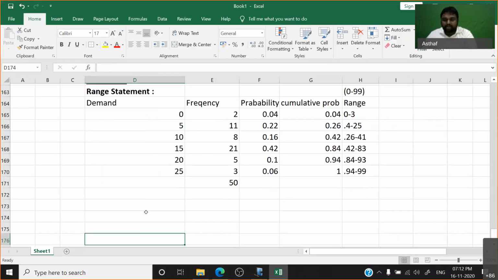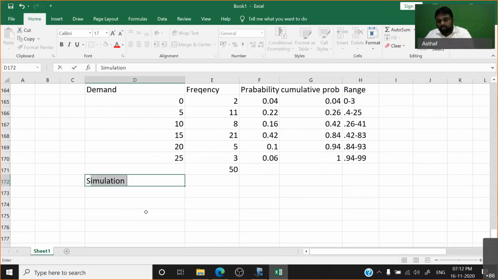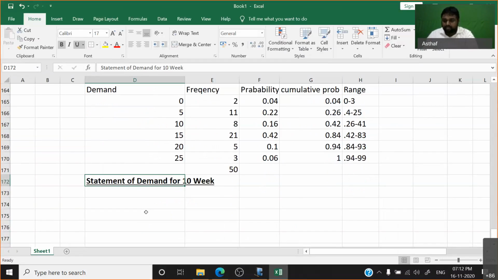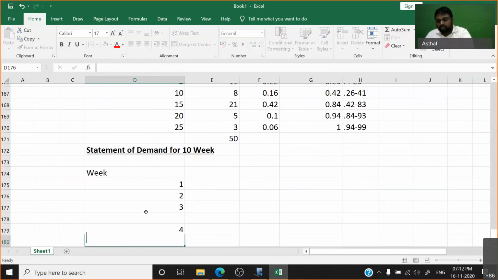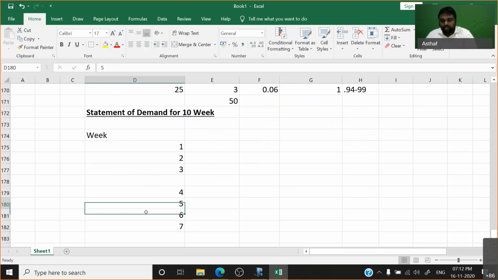So, statement of demand for 10 weeks. What will we start with? First we will start with the weeks. We have to make it for 10 weeks.